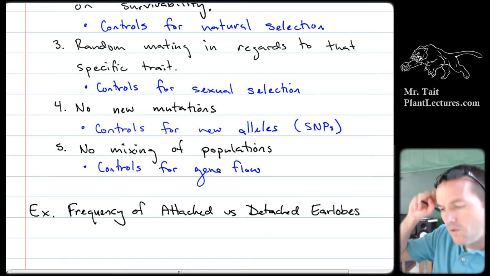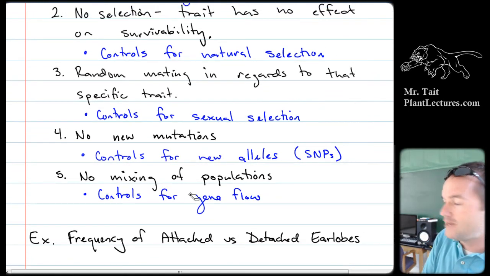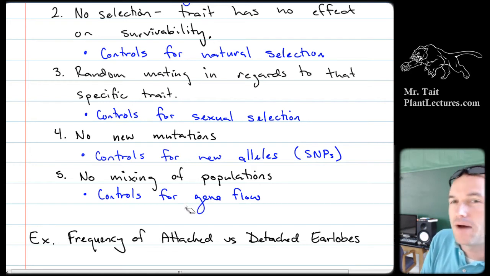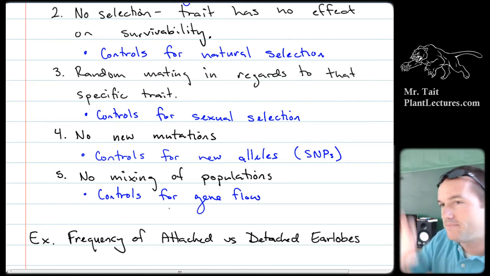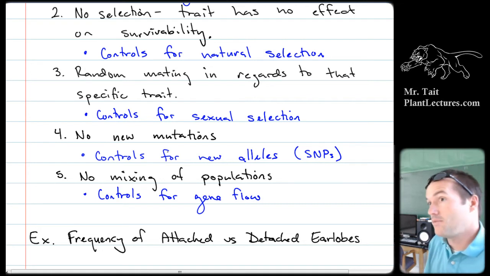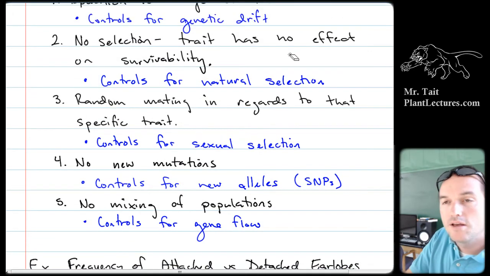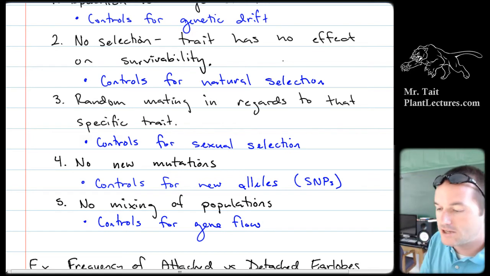Okay, so first of all, a couple things for this. We can say no mixing of populations because we're just going to assume that the human population is global. There are no new mutations. There's no mutation that I know where you just don't have earlobes, so you have them attached or you have them detached. And then no selection. Your survivability is not dependent on whether you have attached or detached earlobes. And then random mating in regards to that.